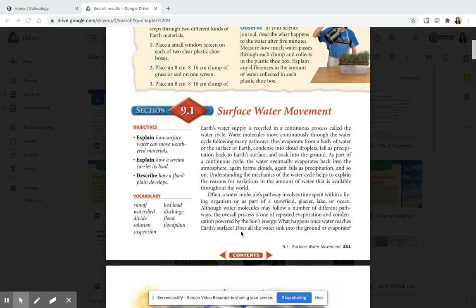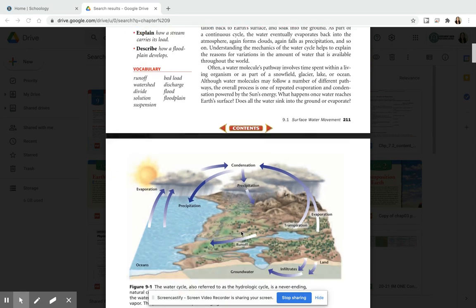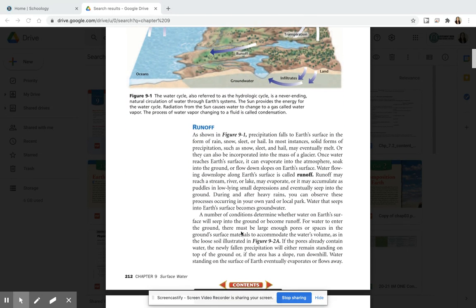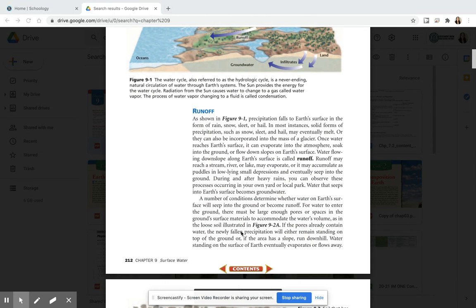What happens once water reaches Earth's surface? Does all the water sink into the ground or evaporate? Runoff. As shown in Figure 9.1, precipitation falls on Earth's surface in the form of rain, snow, sleet, or hail. In most instances, solid forms of precipitation, such as snow, sleet, and hail, may eventually melt, or they can also be incorporated into the mass of a glacier.